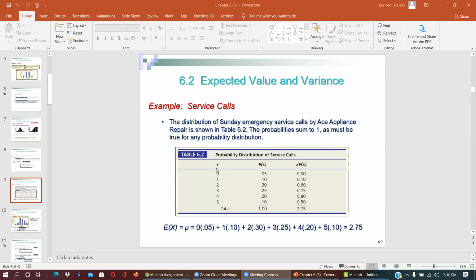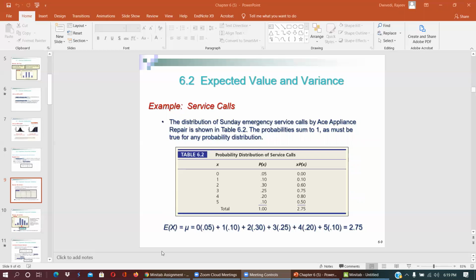Here you can see the events. For example, these are the events, event 0, 1, 2, 3, 4, 5. And this is the relevant probability: event 0's probability is 5%, event 1 is 10%, event 2 is 30%, and so on, and total probability is 1. So x times p(x) is this multiplied by this. What are we getting here? 2.75. So the expected value of x is equal to 2.75.